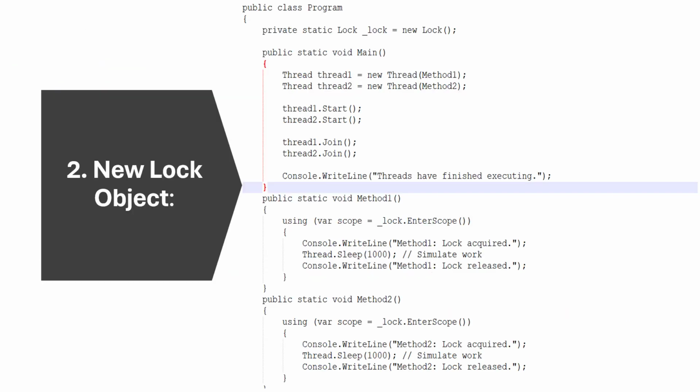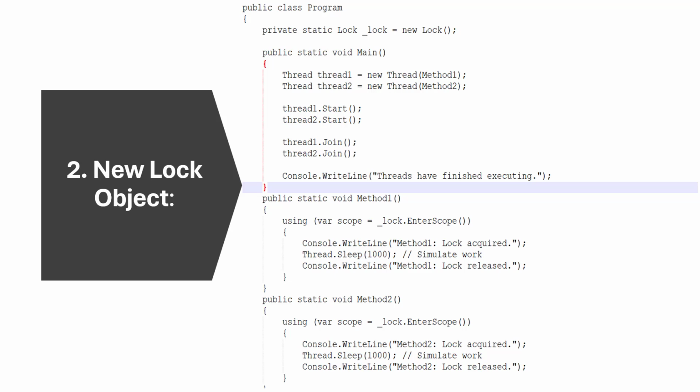So the next feature is the new lock object. The new lock object in C# 13, introduced with .NET 9, provides a more efficient mechanism for thread synchronization. The System.Threading.Lock type offers improved performance over the traditional Monitor. Okay, so here we have an example of the new lock object.